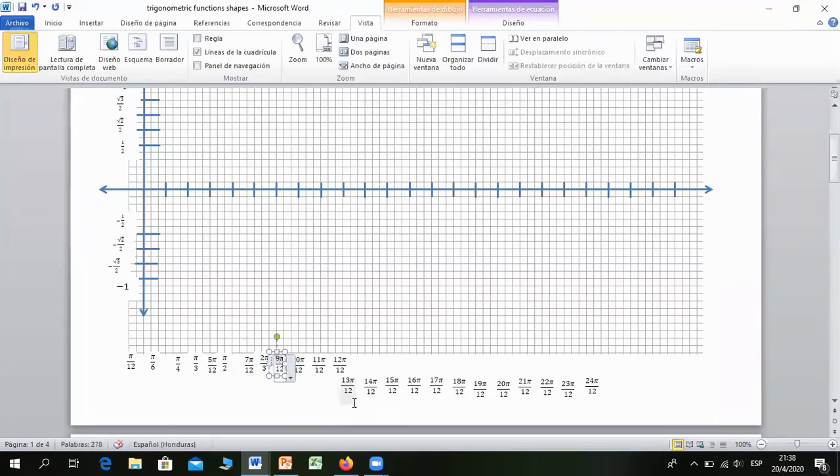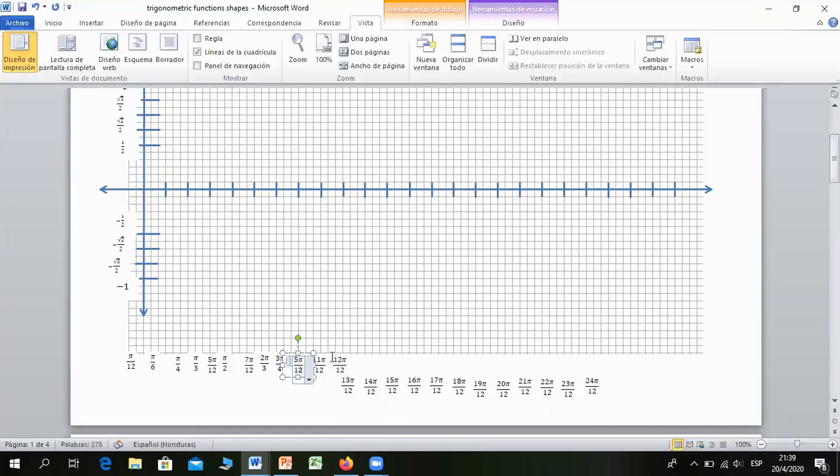9 pi over 12, both are divisible by 3. 9 divided by 3 is 3, and 12 divided by 3 is 4. Continuing the counting, here we have 10 over 12. Of course, you can simplify.